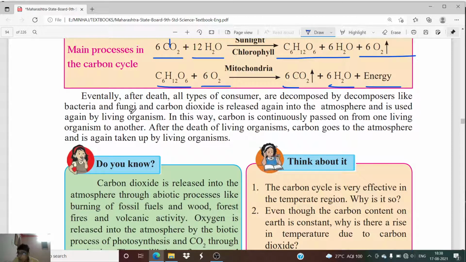Okay, when these decomposers are going to decompose the dead body of the consumer, at that time the CO2 is going to be released again in the atmosphere, and the same CO2 is going to be used by other living organisms. In this way, carbon is continuously passed on from one living organism to another living organism. After the death of living organisms, carbon goes to the atmosphere and is again taken up by living organisms.